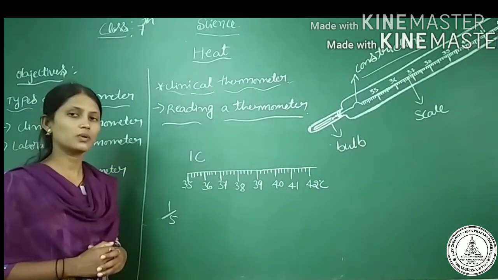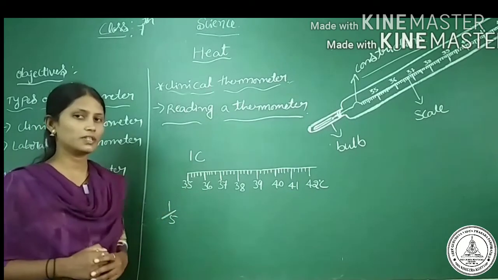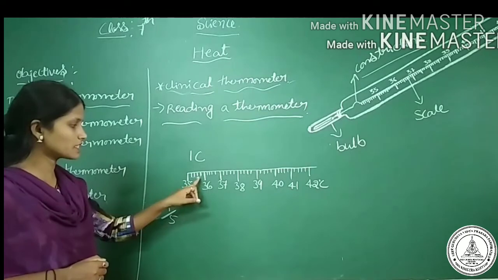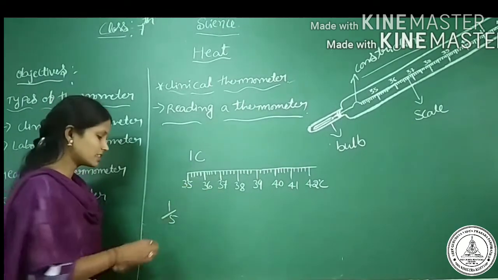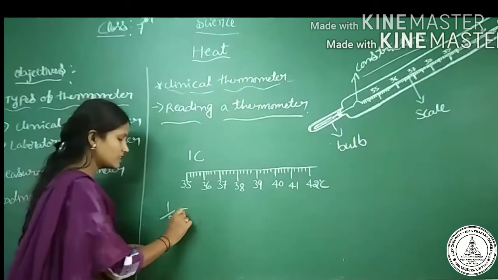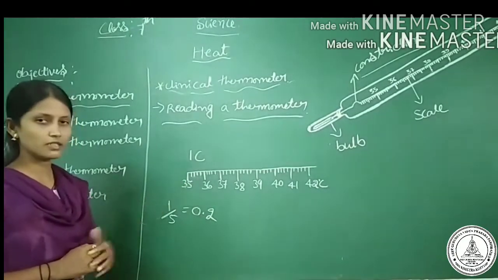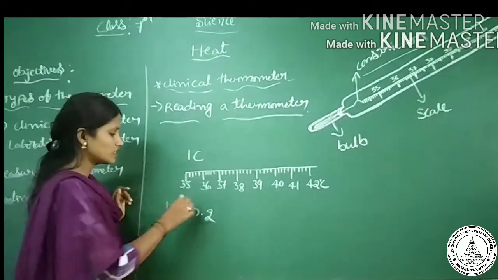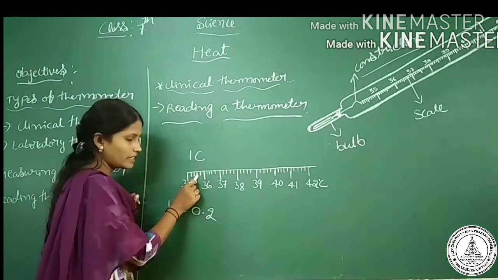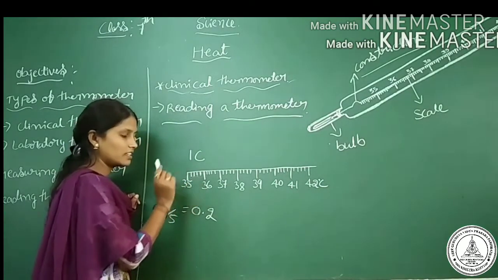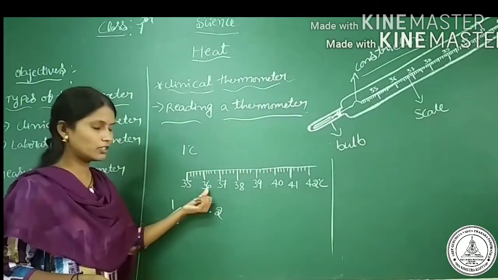Here I have taken 35 to 36 and consider it as 1 degree Celsius. The number of divisions present between these two bigger marks is 5. So 1 divided by 5 is 0.2. Each small division is 0.2. Next come 0.4, 0.6, 0.8, and later 36. Five small divisions are present between 35 and 36.